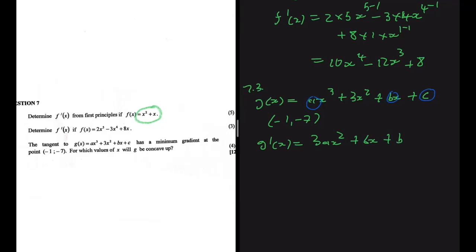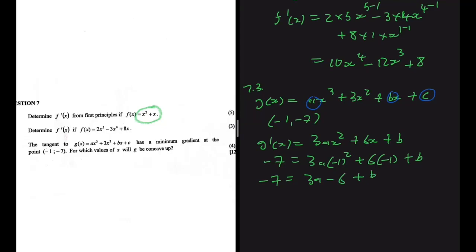Let's go ahead and substitute that point (-1, -7) and see what we can do here. If we substitute -1 and -7, we're going to get -7 being equal to 3 times a times (-1) squared plus 6 times (-1) plus b. So we have -7 being equal to 3a minus 6 plus b, because (-1) squared is just 1.